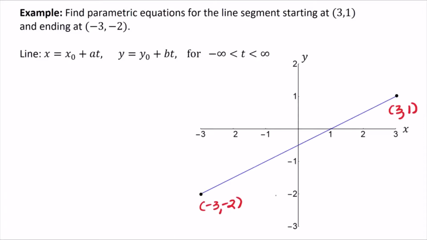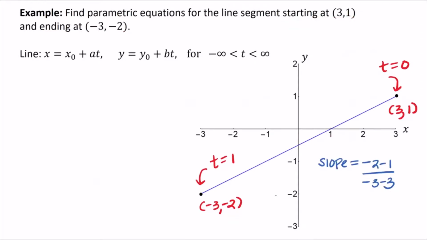Here is the graph of the desired line segment on an xy coordinate axis. We'll be able to parameterize the segment so that t equals 0 corresponds to the point (3, 1), and so that t equals 1 corresponds to the point (-3, -2), thus satisfying the requirement that we start at the point (3, 1) and end at the point (-3, -2).